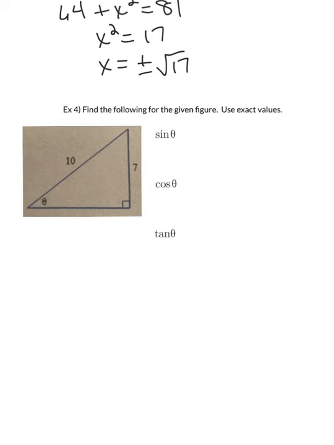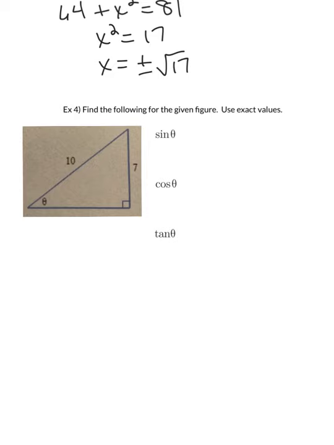On example 4, we are given a figure and asked to find the sine for angle theta, the cosine for angle theta, and the tangent for angle theta. We are told to use exact values. So that means if we have a square root, we leave it in square root form. Looking at this triangle, we do not know one of the sides. If we are going to find the sine, the cosine, and the tangent, we need to find all three sides.